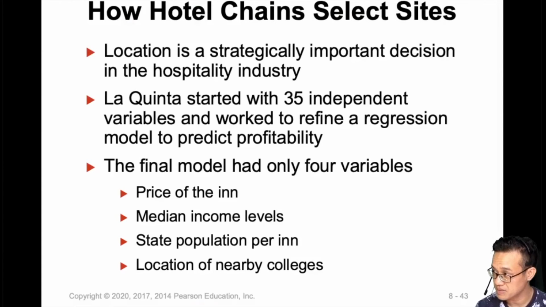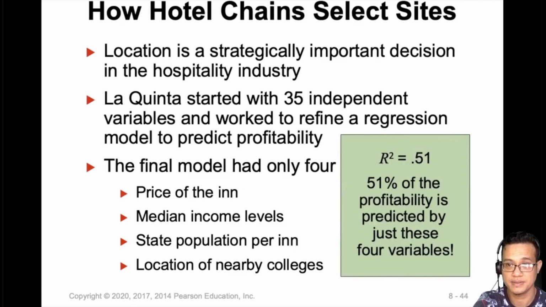So how do hotel chains select sites? Location is a strategically important decision in the hospitality industry. For example, La Quinta started with 35 independent variables and worked to refine a regression model to predict profitability. The final model had only four variables: price of the hotel, median income levels, state population per inn, and location of nearby colleges. Based on the regression, 0.51, or 51% of the profitability, is predicted by just these four variables.